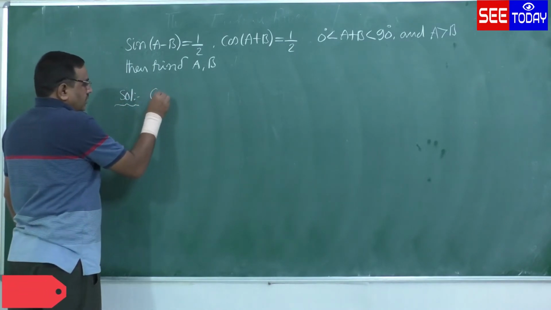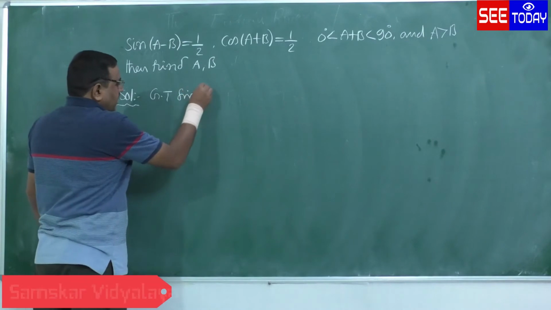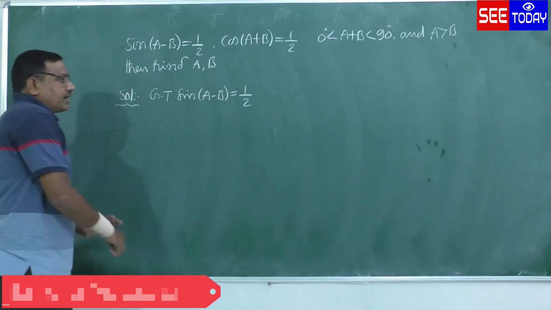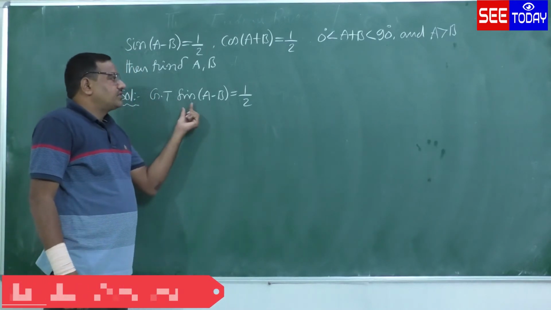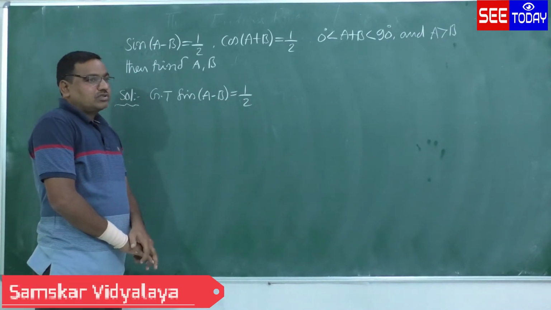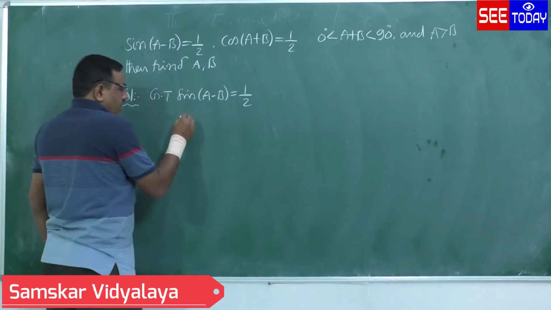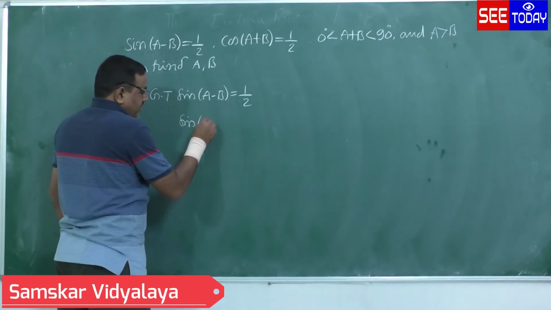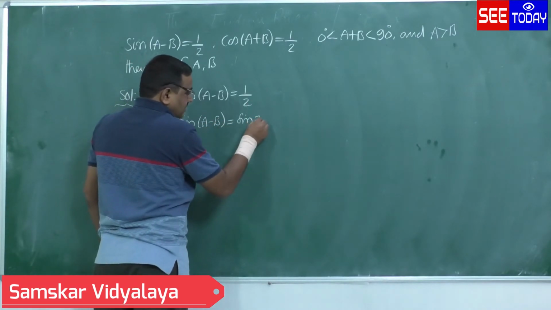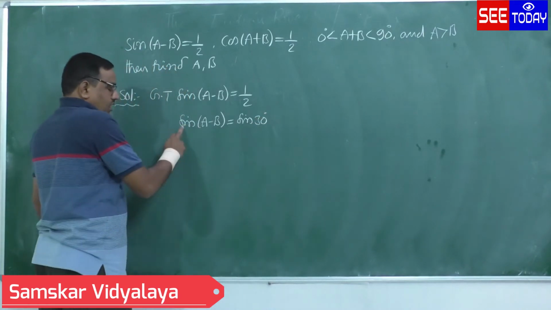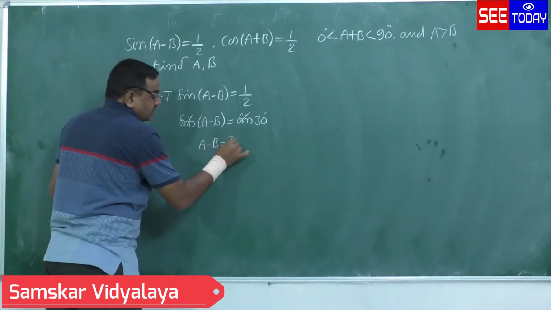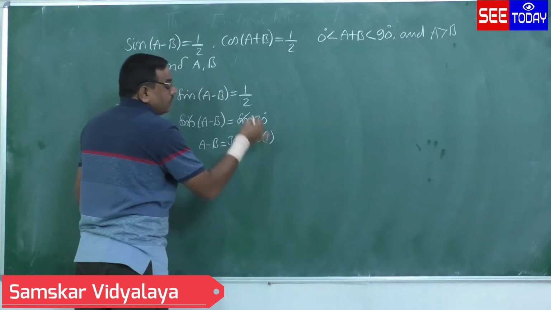Now, given that sin of A minus B is equal to 1 by 2. Already we know that in the ratio table, sin 30 is 1 by 2. Now, sin of A minus B is equal to, now you can write 1 by 2 as sin 30. Sin cancels on both sides, remaining A minus B is equal to 30. Let it be equation number 1.